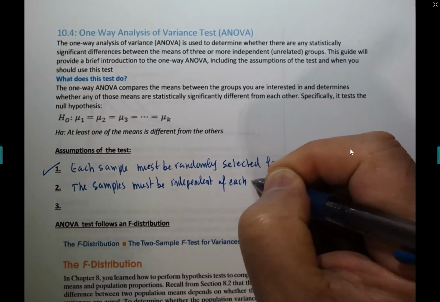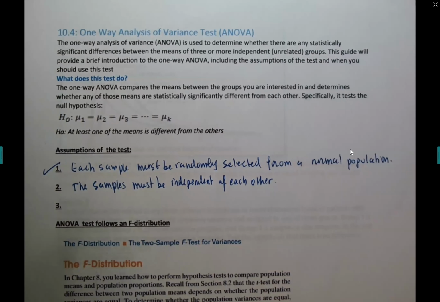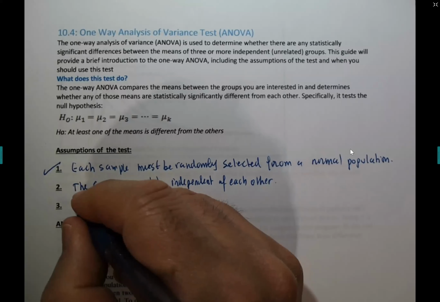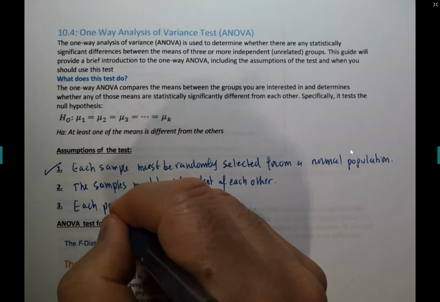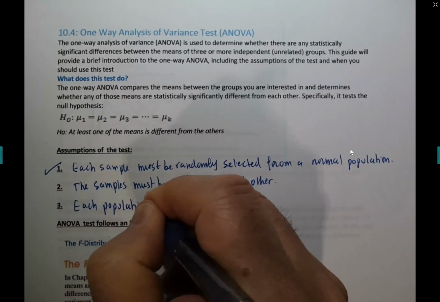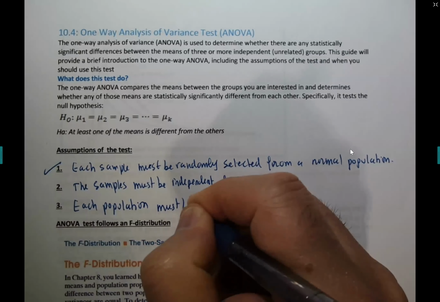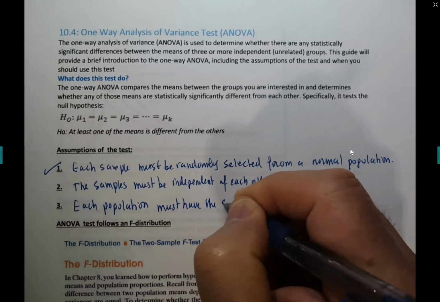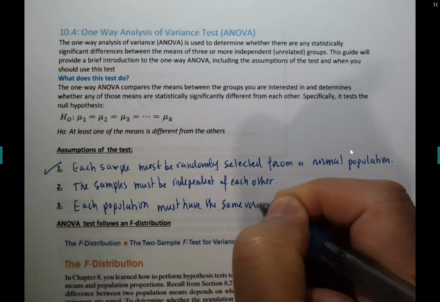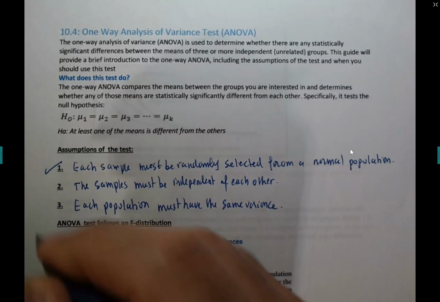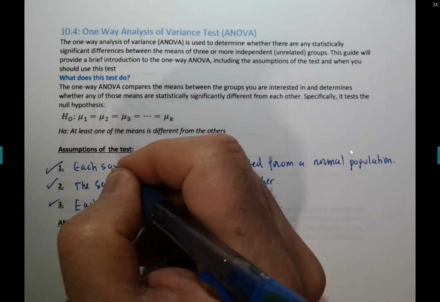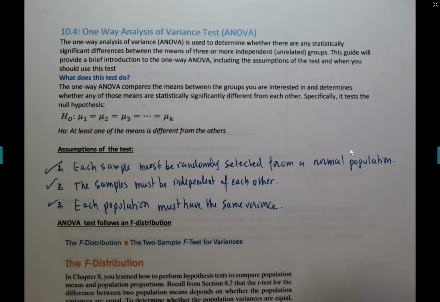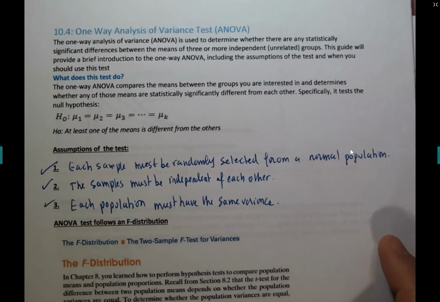And there is one more condition for the test. Each population must have the same variance. If he just asks you to perform the test, guys, you don't check them. You assume that these are assumptions, that we have to make an assumption that they're true in order for us to perform the test. So these are the conditions of the test.